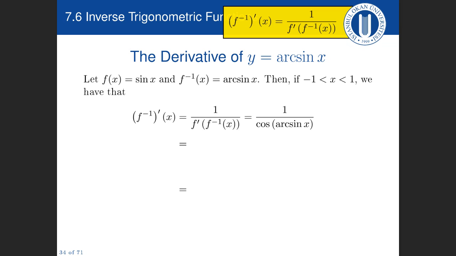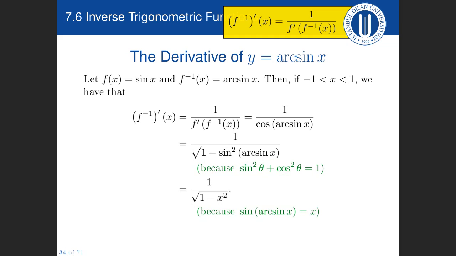Now I want to simplify this. I'm going to use the identity sine squared plus cos squared is equal to 1 to simplify this. That's the same as saying cos squared is equal to 1 minus sine squared, or cos is equal to the square root of 1 minus sine squared. But then look what we have here. We have sine of arcsine, and sine is the inverse of arcsine. So sine squared of arcsine of x is just the same as x squared.